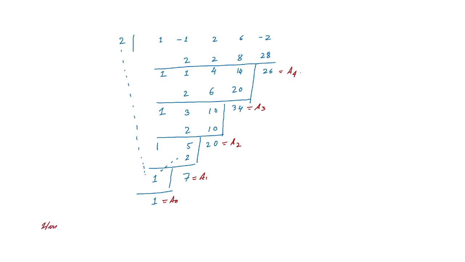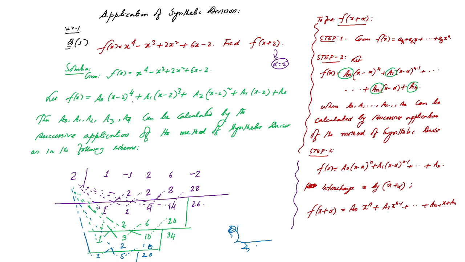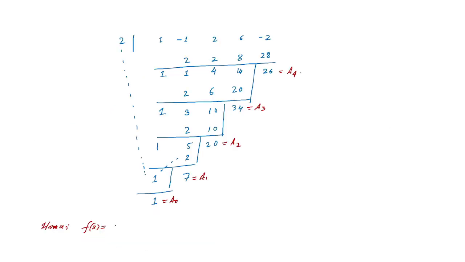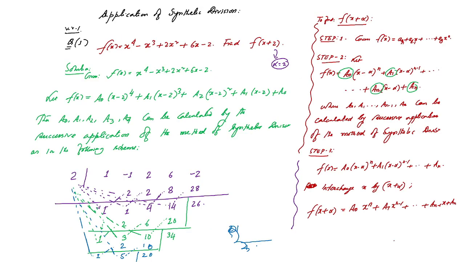So hence what is our f(x)? Our f(x) is what we have written: a0 (x minus 2) whole to the power 4. So a0 means 1, (x minus 2) whole to the power 4. A1 that means 7, (x minus 2) whole cube. A2 that means 20, (x minus 2) whole square. A3 34, (x minus 2) and A4 26. So that means our step 3, that part is done.